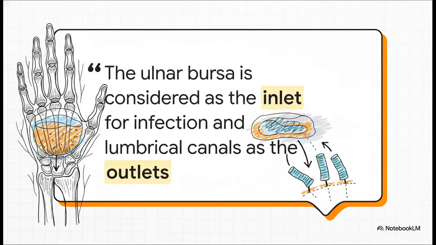The source material actually makes this explicitly clear, and it is a massive takeaway. Quote, "The ulnar bursa is considered as the inlet for infection, and lumbrical canals as the outlets. The pus from this space is drained by incisions in the medial 2 web spaces." If a surgeon isn't intimately familiar with this architecture, they could easily cut into the wrong compartment. They might fail to drain the midpalmar space entirely, or worse, accidentally damage the delicate digital nerves and vessels that form the anterior border of the space. The anatomy absolutely dictates the surgical solution here.